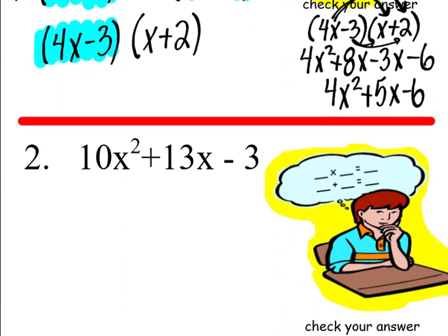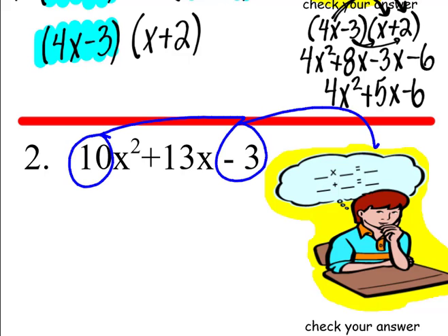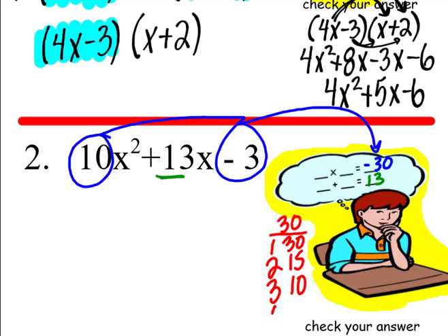Okay, one more. We have 10x squared plus 13x minus 3. So again, the two numbers have to multiply together to give me negative 30. And then they're going to add up to give me this positive 13. Let me go through the factors of 30. Maybe I'll do it here. So I got 1 and 30, 2 and 15, 3 and 10, 5 and 6.